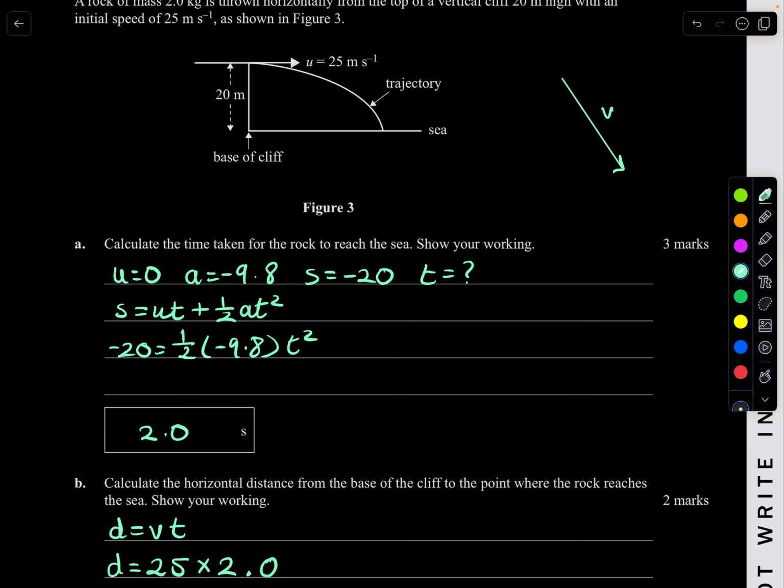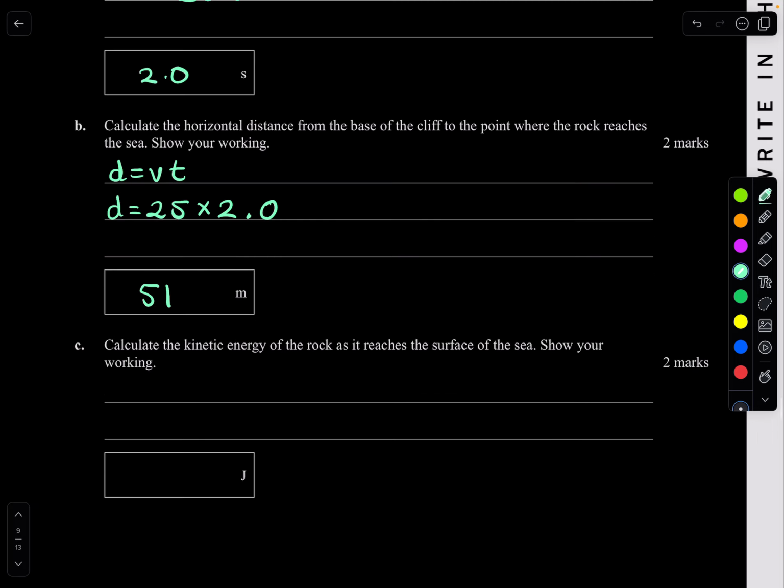To do that, we need to break it down into its components. We're going to have, of course, 2 components. We're going to get that 25 meters per second from the horizontal, and it doesn't change. But what about your vertical? The vertical, of course, changes. So let's calculate that vertical component.